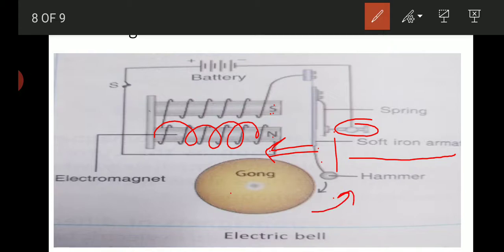As soon as the armature comes back to its original position, it touches the contact screw. The circuit is completed again, and again current starts flowing in the electromagnet coil. This process of make and break of the electric circuit occurs when you press the switch, because we know that a switch is a device that is used for making or breaking an electric circuit. Thus the hammer strikes the gong rapidly, producing an almost continuous sound, and we say that the bell is ringing. So that is all about the working of the electric bell.